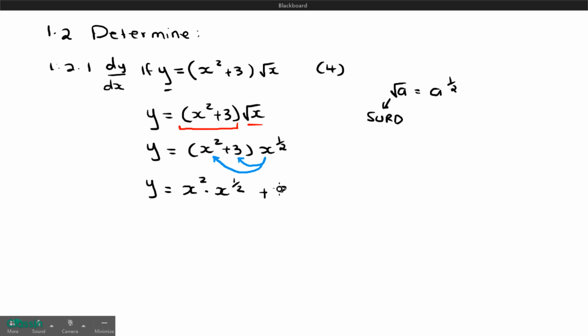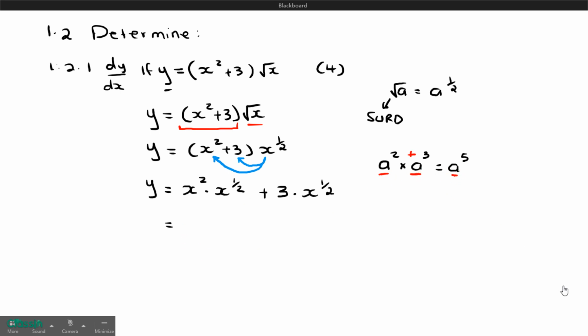plus 3 multiplied by x to the power 1 over 2. According to the laws of exponents, when multiplying powers of the same base, we add the exponents. So this means when we have a squared multiplied by a cubed, the answer must be a to the power 5. Because when we multiply powers of the same base, we add the exponents. So 2 plus 3 is 5. A, because it's a base, remains as a.